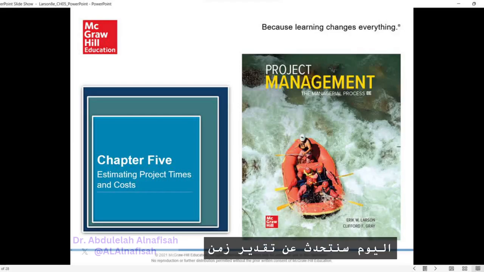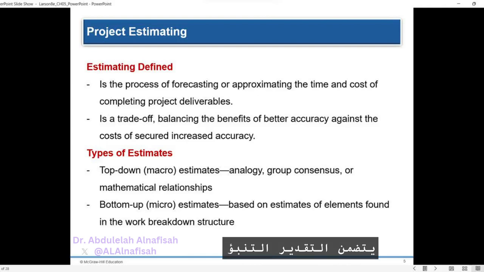Today we will talk about estimating project times and costs. Estimating involves predicting or approximating the time and cost required to complete project deliverables. There are two main approaches to estimating: top-down and bottom-up.